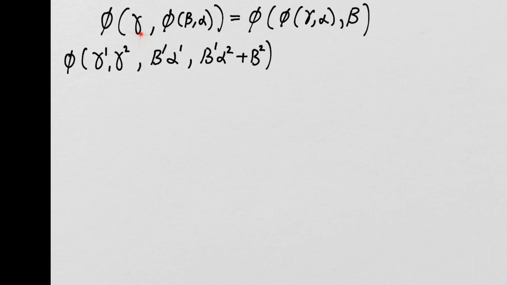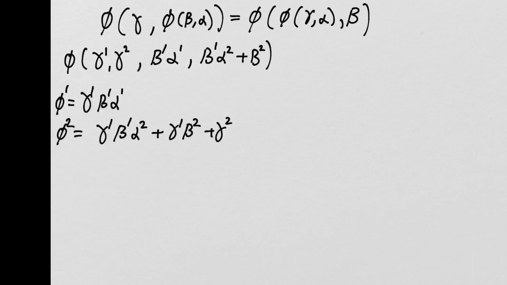So gamma is shorthand for gamma 1, gamma 2. And this one, we know what that is. We know the formula, so we just execute the formula. Its first component is beta 1 alpha 1, and its second component is beta 1 alpha 2 plus beta 2. So now we just run the formula on these things, and we get this. The phi 1 component is gamma 1 beta 1 alpha 1, and the phi 2 coordinate is going to be gamma 1 times beta 1 alpha 2, plus gamma 1 times beta 2, plus gamma 2.